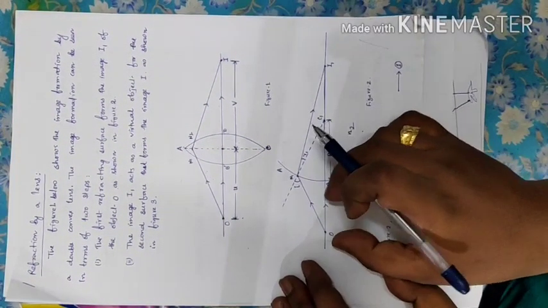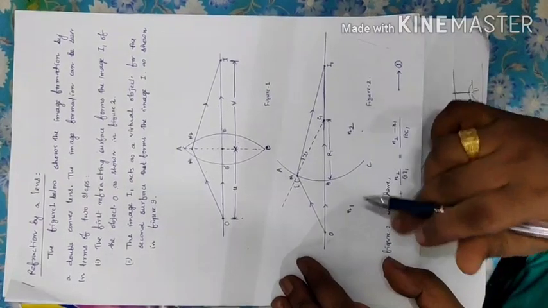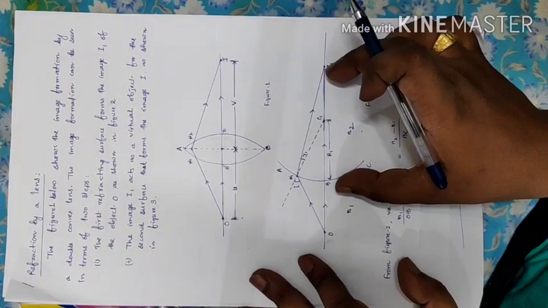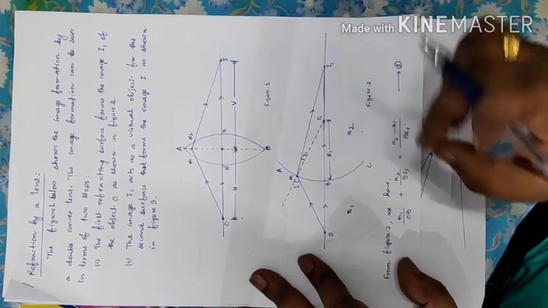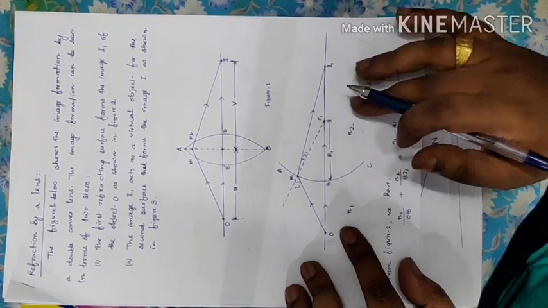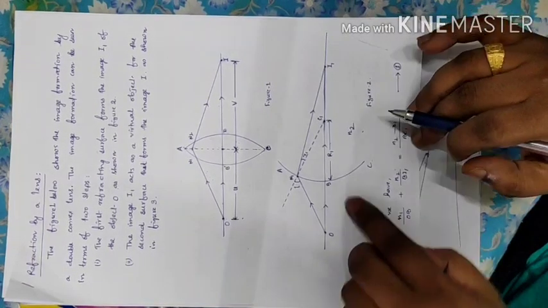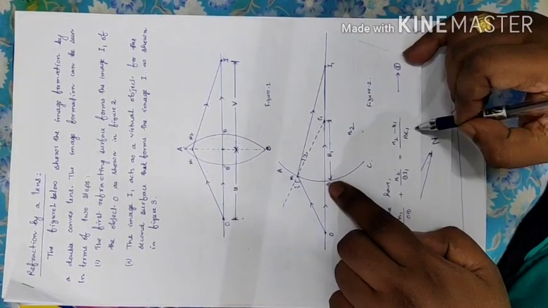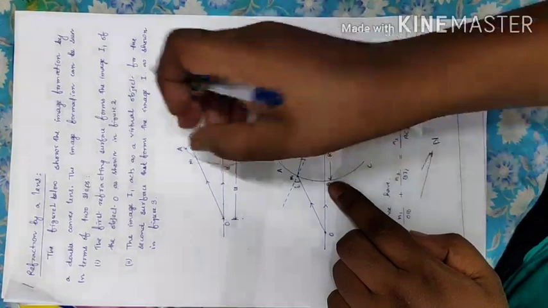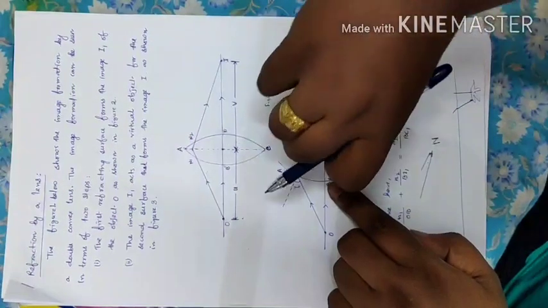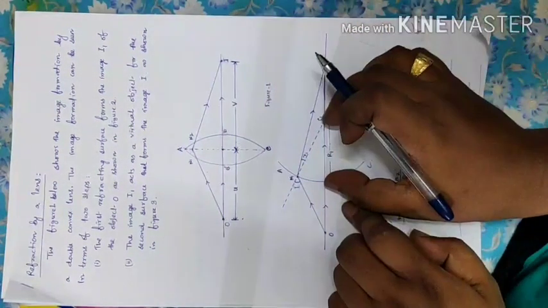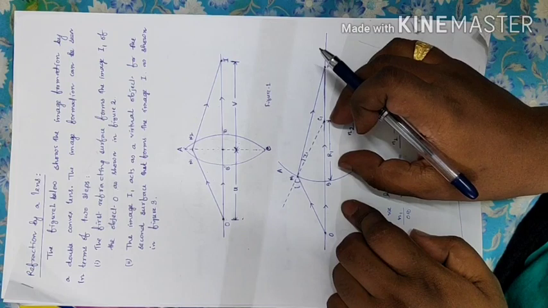So N1 by OB, and the same side, those are positive. N2 by BI1, and N2 by BI1 on the same side, the same. Then N2 minus N1, second minus first, divided by the right side BC1, and it is called R1. The first surface was made with C as its center, so from B to C1 we call it the radius of curvature R1.